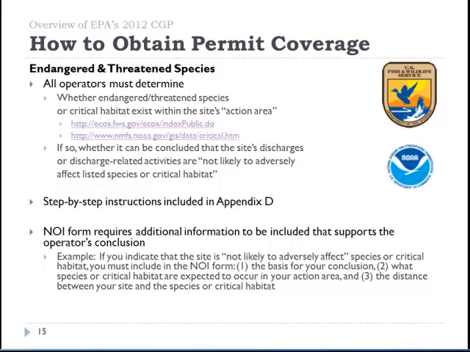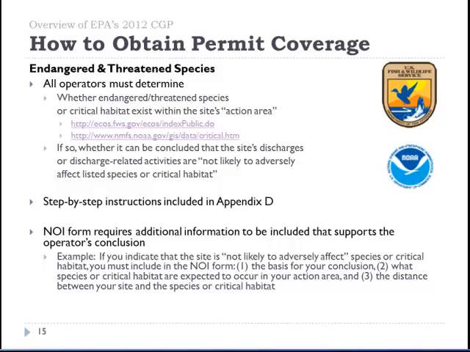But if there are, then the permit asks you to determine whether it can be concluded that the site's discharges or related activities are not likely to adversely affect listed species. And there's 6 eligibility criteria that you can pick from. I won't go into that, but if you refer to Appendix D of the CGP, there's detailed instructions on how to do that.